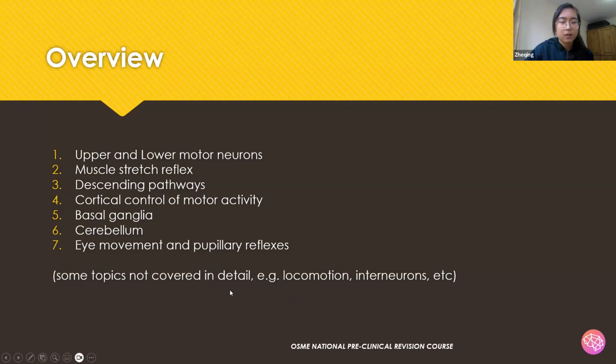So these are the topics I'll be going through. I'll try to focus a bit more on the important points, and there are some topics I won't cover in detail, like locomotion into neurons. Okay, so we start with upper and lower motor neurons. Sorry, if at any point you think I'm going too fast or too slow, or if you have any questions, or if what I said wasn't clear, you can just type in the chat, or you can unmute yourself, and I'll try to answer your questions.